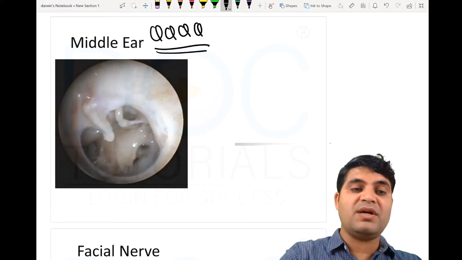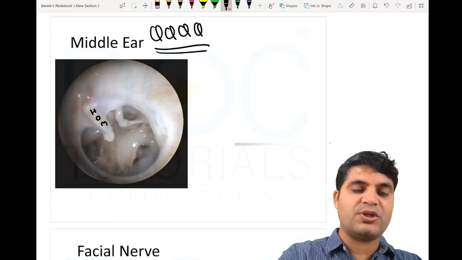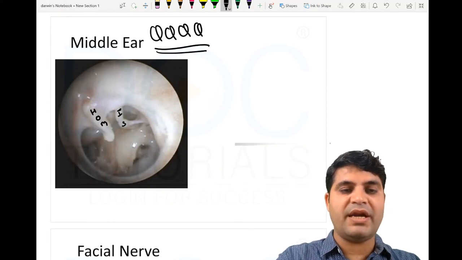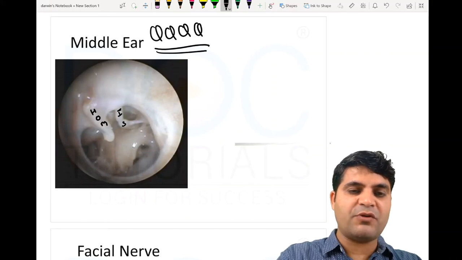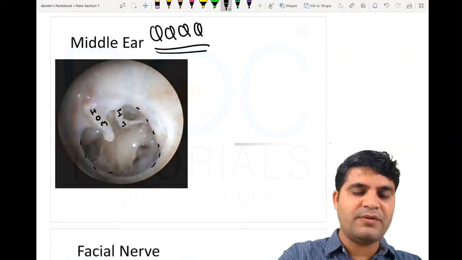Somebody may ask you, what is this? So quickly, I'll tell you the structures. This is the handle of malleus. This is incus. This is stapes, you can see the stapes head. This is the perforated tympanic membrane. You can see the margins of the perforation. I hope everybody is able to see.